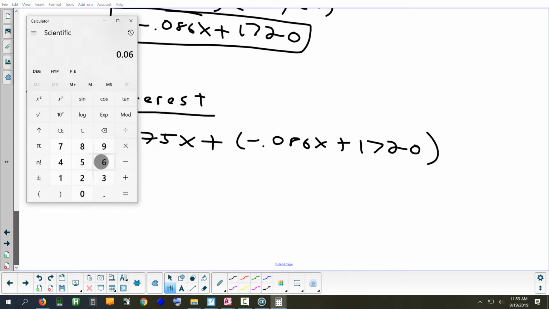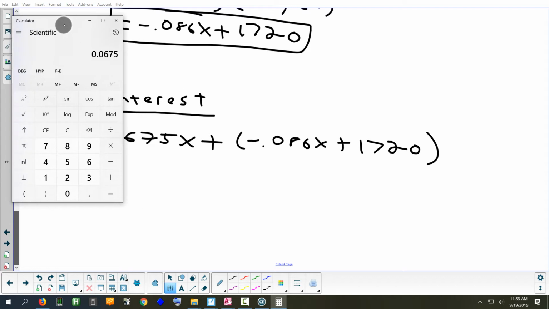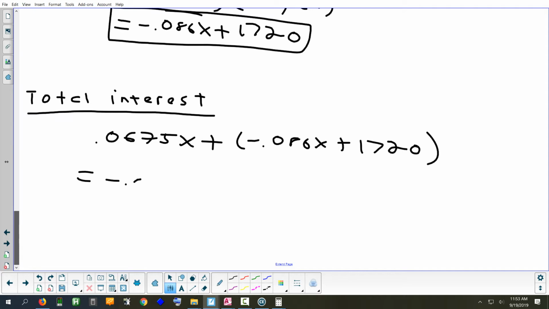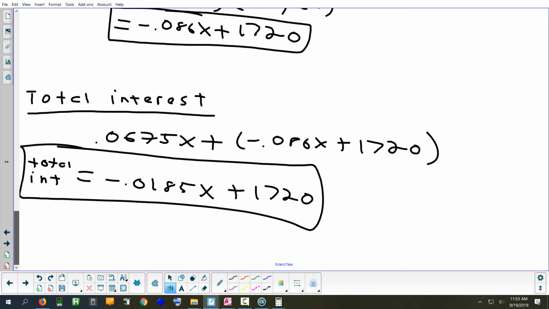We've got 0.0675 plus negative, so I'm just going to say minus 0.086. That's negative 0.0185x plus 1720. So that is a formula for the total interest Bill will make. And for this part, that's all they want. The last part, we're going to graph that and then look for an intersect on something.